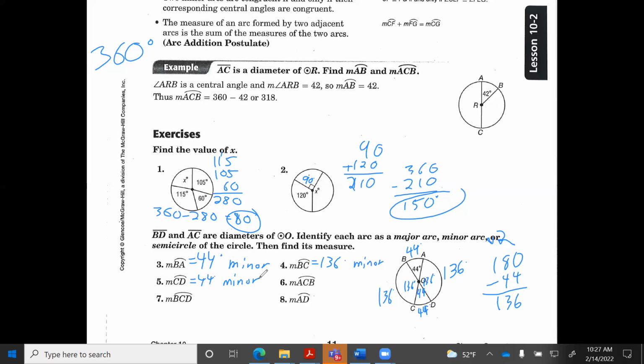So I could either add all 3 of these together, or kind of like what we did on the first one, I could say, well, the whole circle is 360. I just need to leave off the 44. So 360 minus 44 leaves us with 316. Again, you can do that either way. Either add all 3 of these up, or just subtract that one little piece from 360. Either way, you should get 316. Now, is that a minor arc or a major arc? That's definitely major.